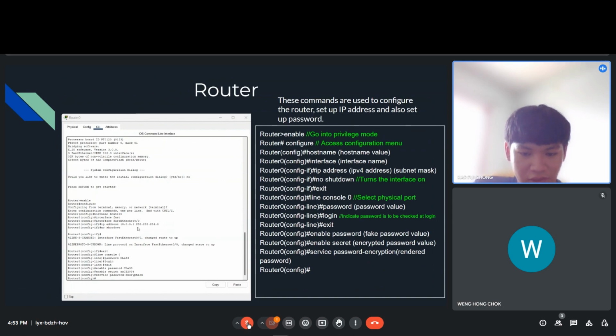Next is to set the password for the router. Use line console 0 to select the physical port, type password and the password value, and don't forget to type login and press enter to indicate the password is to be checked at login. Next is to set the password before entering privilege mode. The command is enable password followed by a dummy password, and enable secret followed by the password value, and last is service password-encryption to encrypt the passwords. So these are the basic configurations for the router.